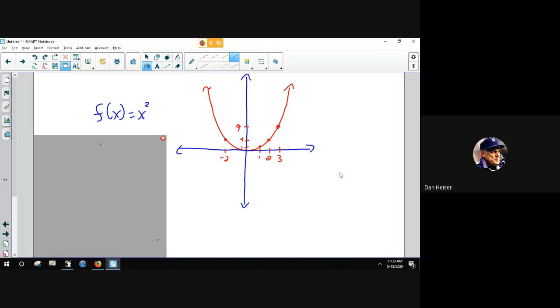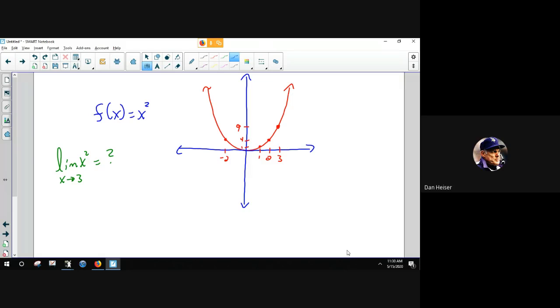So here's a graph. It's our favorite quadratic. F of x equals x squared. And the question I have: the limit of x squared, could also put the limit of f of x, as x approaches 3 is equal to what? So let me look at my graph. Here's x equals 3. I don't just look at 3 and say, oh, there's the value. I look to the right of it and I look to the left of it.